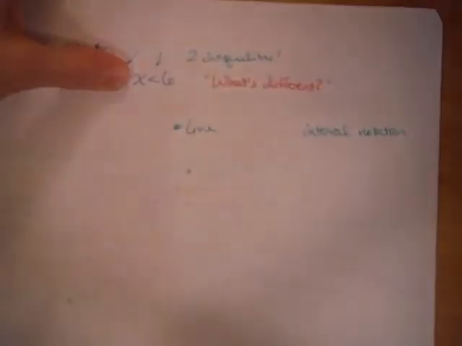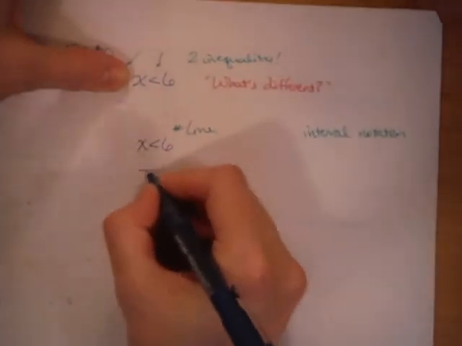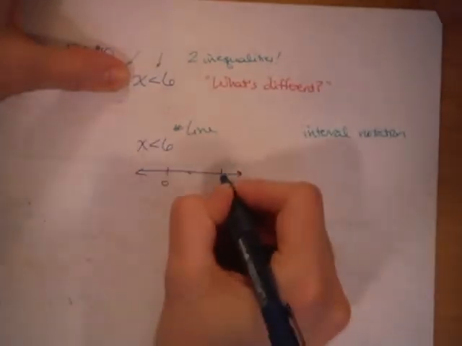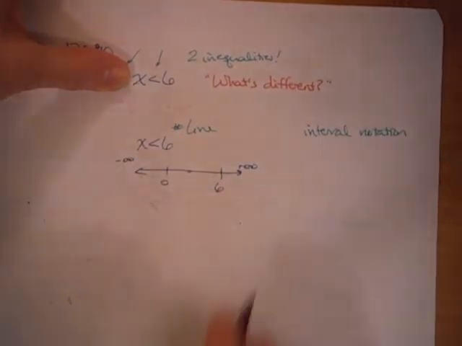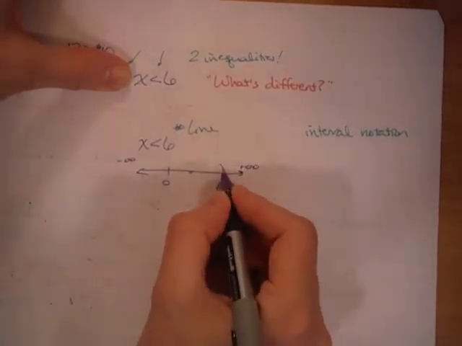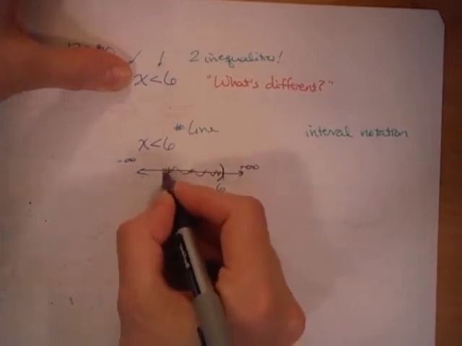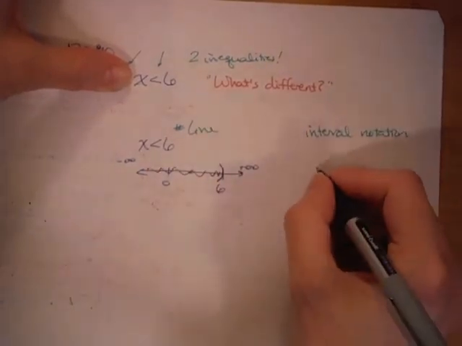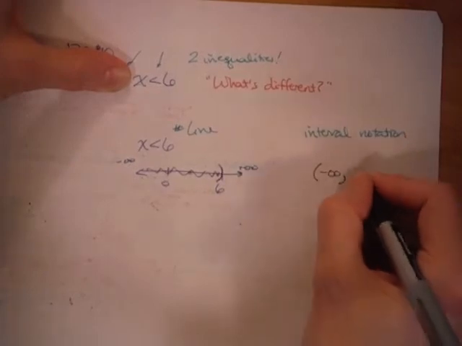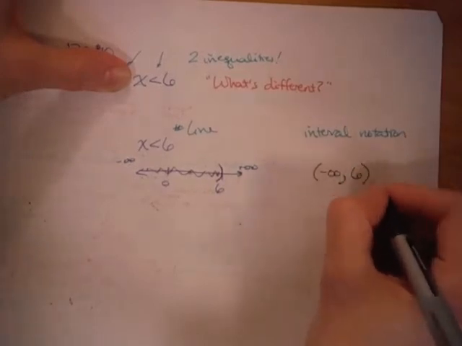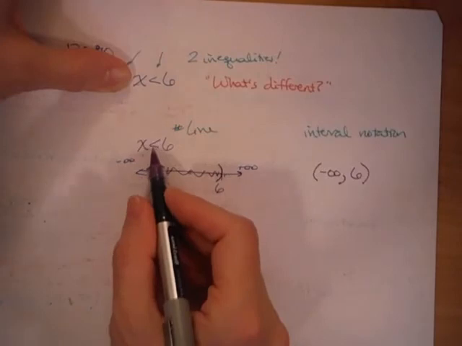The number line for x is less than 6. Here's 0, here's 6, positive infinity, negative infinity. We're going to go less than, so we're not including 6, but we're going to go everything to the left. The interval notation would be from negative infinity, can't close that off, that's open, all the way up to 6, also open because it's just plain less than.